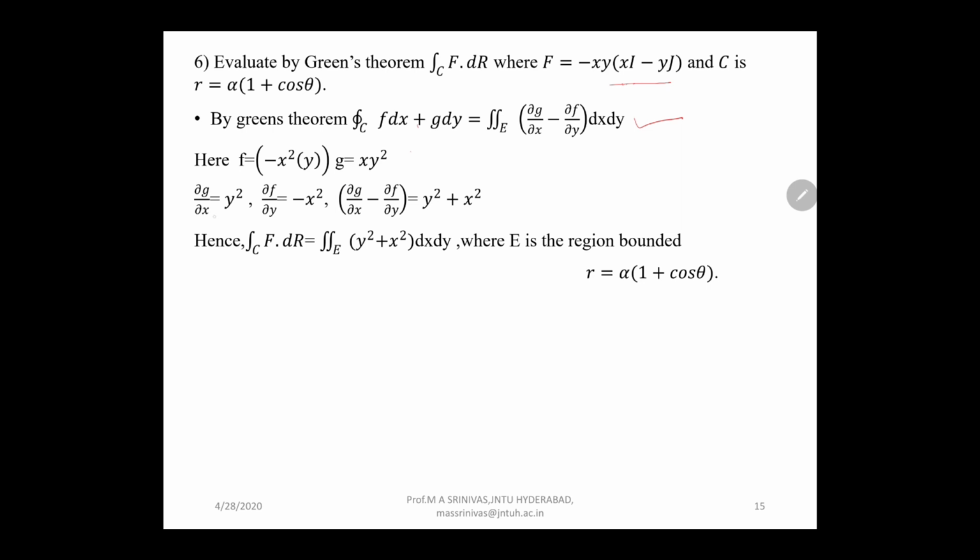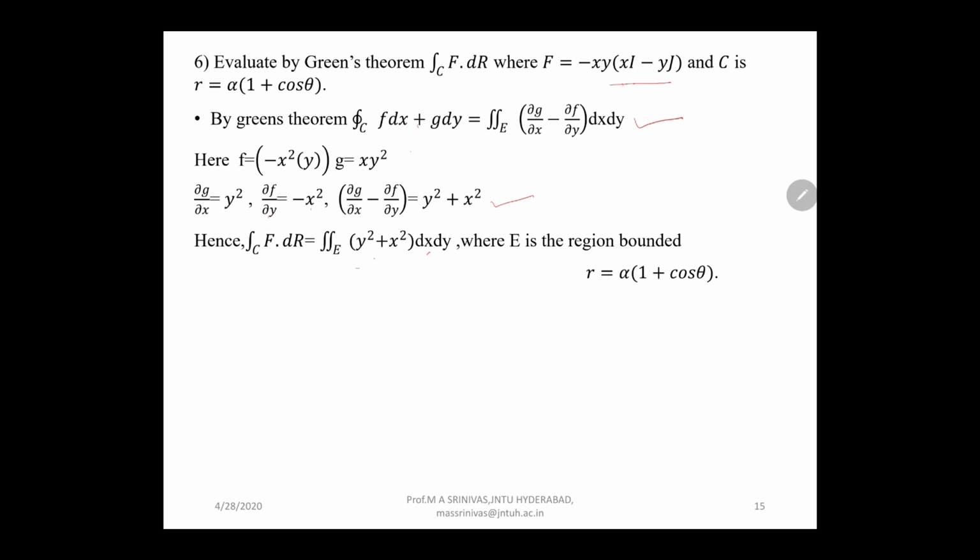Dou G by dou x is y square. Dou F by dou y is minus x square. If I subtract one from the other, this is what I get. Therefore, the line integral is equal to the double integral over E of dou G by dou x minus dou F by dou y dx dy. This is what I have to find, where E is the region bounded by this.